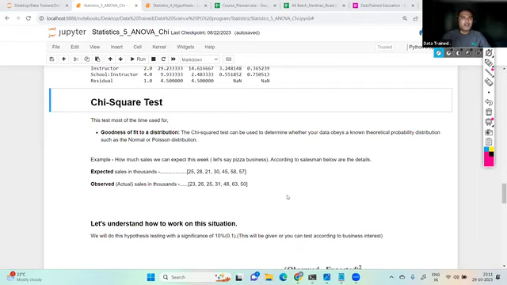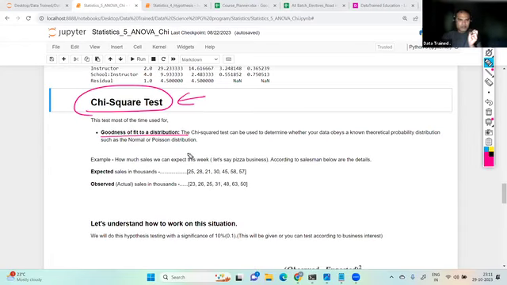Fine. One last test, the chi-square test. When should we use a chi-square test? We use this to measure the goodness of fit to a distribution. Let's understand in layman's terms. I'll take the same thing, like the salary prediction. I was talking about one student's salary prediction.